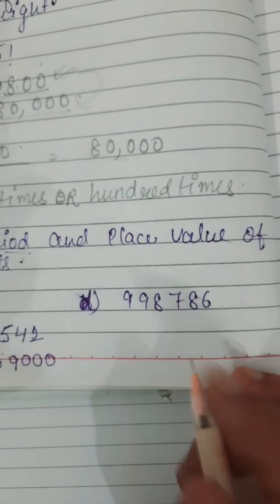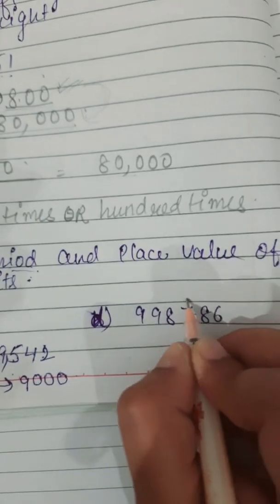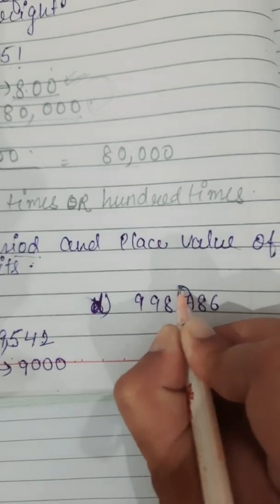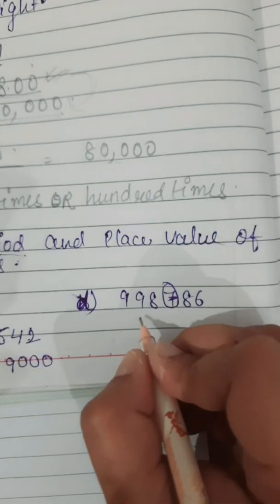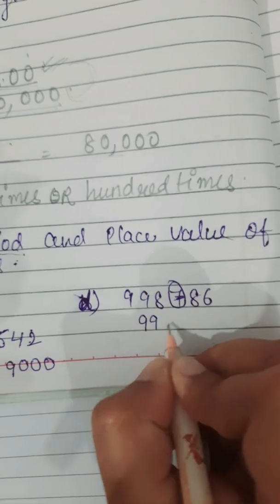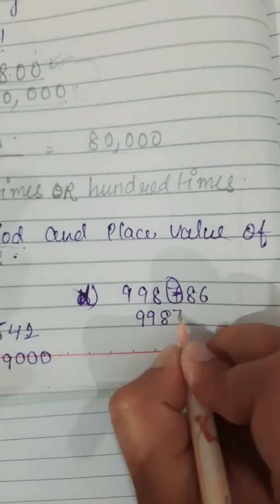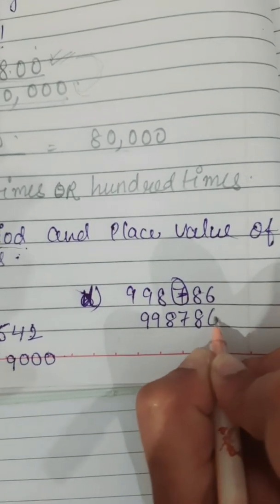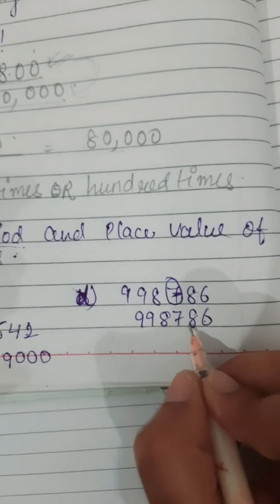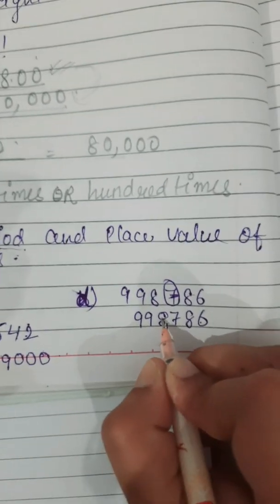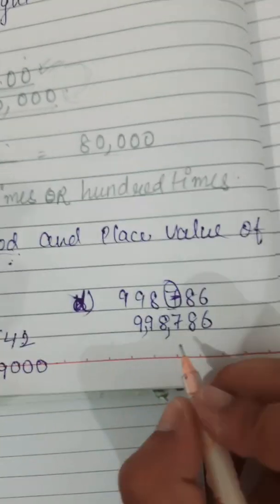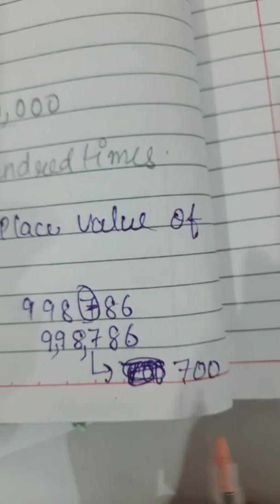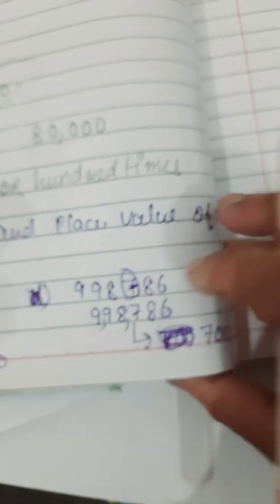Okay. Now in the next part, there is a circle on the 7, that is D part. B and C part you will do on your own. In this, first of all write the number. Place the commas, ones, tens, 100 here. Then 1000, then 10,000, then lakh. So here we will go for the 7. So what will be the place value of 7? That is 700. Now the next we are going to do is part number F.